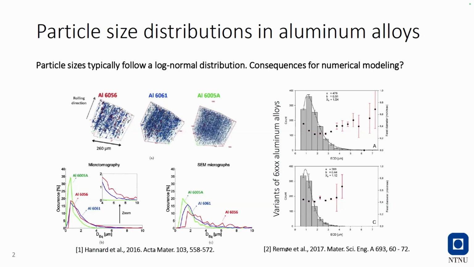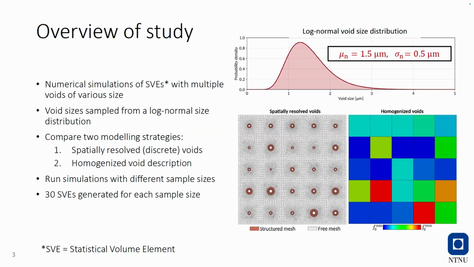I mean, how can we include this in a model? Typically, you need hundreds, thousands of particles to actually draw a representative sample from this particle size distribution. So the question is, how can we attempt to do that? So what we have done is to run a lot of numerical simulations using so-called SVEs, statistical volume elements, where we have lots of voids of various size. These void sizes are sampled from the log normal size distribution.